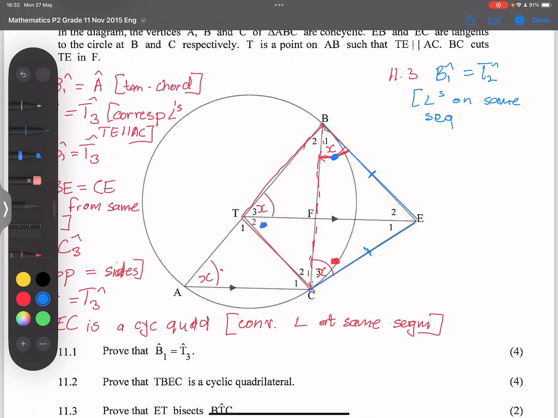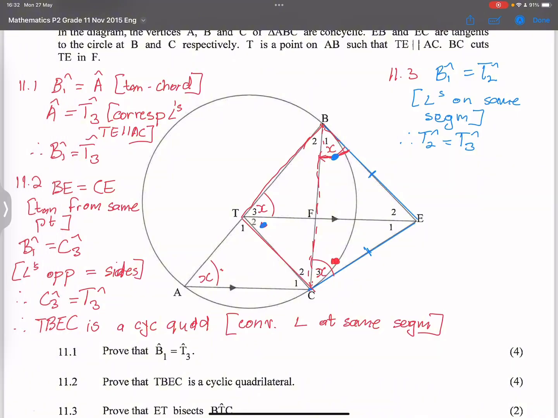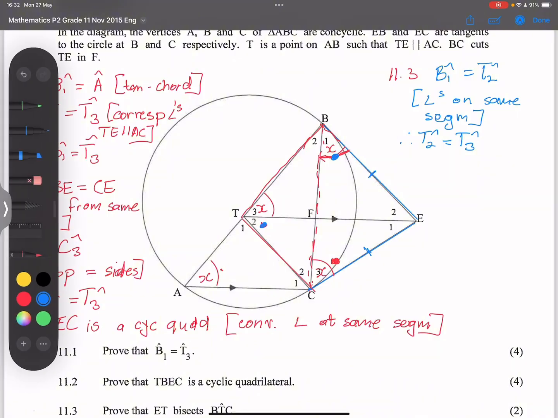Okay. All right. And so that means that T2 is equal to T3, right? Remember, we had proven that T3 is actually equal to X. And so what it means is that this guy would also be X. So therefore, it means that ET bisects BTC. All right, ladies and gents, I hope that you are still following.